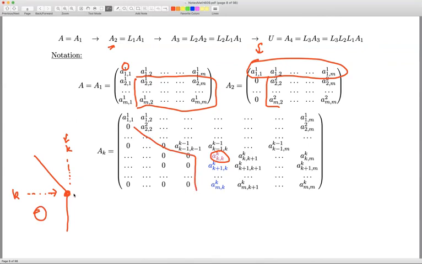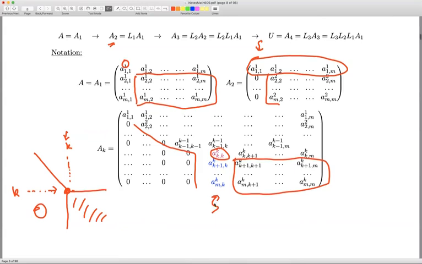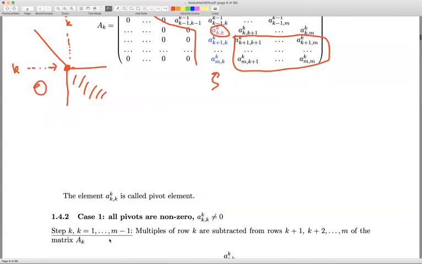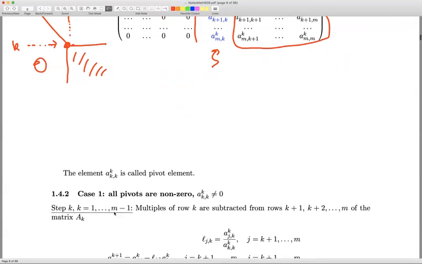And then what we are going to change, so this is the element AKK, we are going to change all the elements that are below, right here, below the kth row. So all these elements here will be changed at the next step. And all these elements that are in blue at the next step will end up with 0. So how do we do that? As I said, the element AKK is called the pivot element.